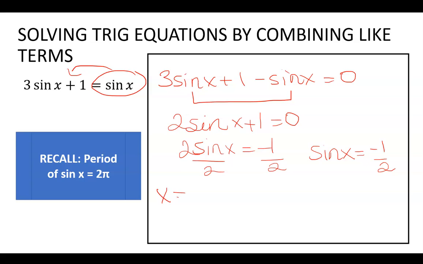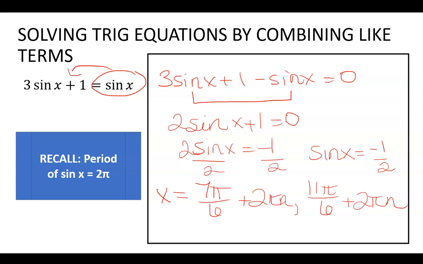X is going to be equal to 7 pi over 6 is where we will find that. And I'm going to add my infinite. And you will also find that at 11 pi over 6. And then add my 2 pi in. Okay, let's try another one.